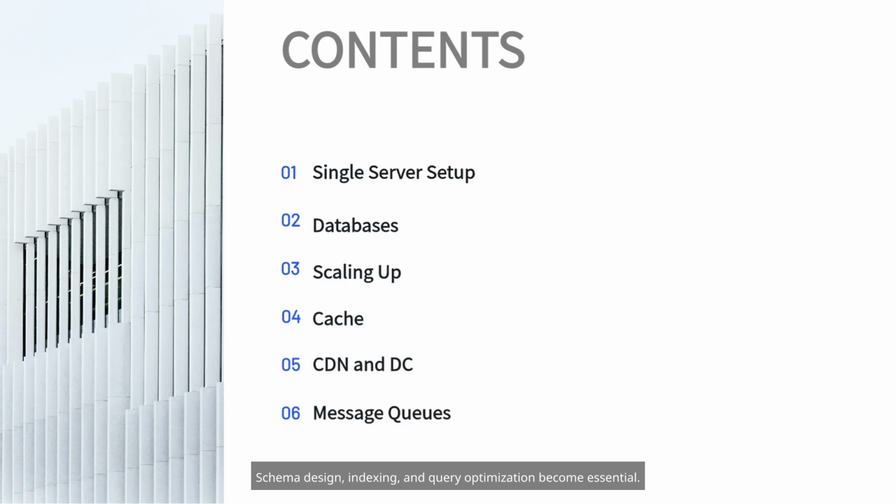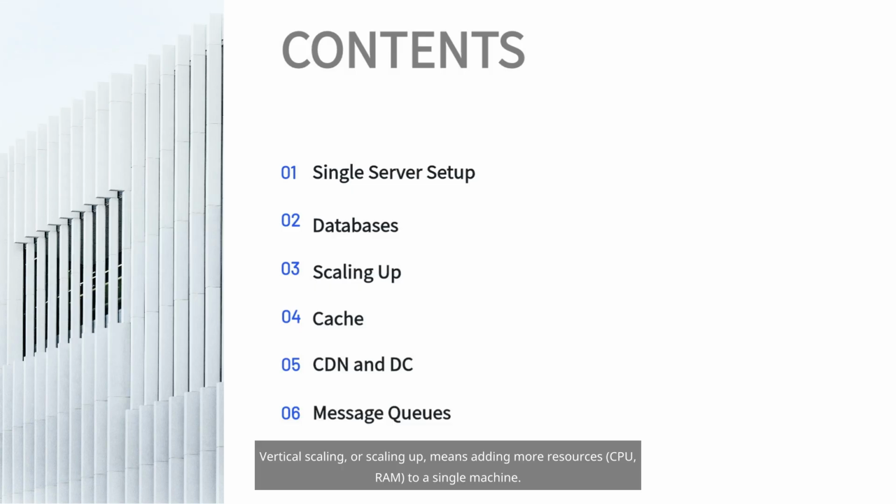Vertical scaling, or scaling up, means adding more resources, CPU, RAM, to a single machine. While it's easier to manage initially, it has physical and cost limitations. This often leads to the need for horizontal scaling, or scaling out, which distributes load across multiple machines.